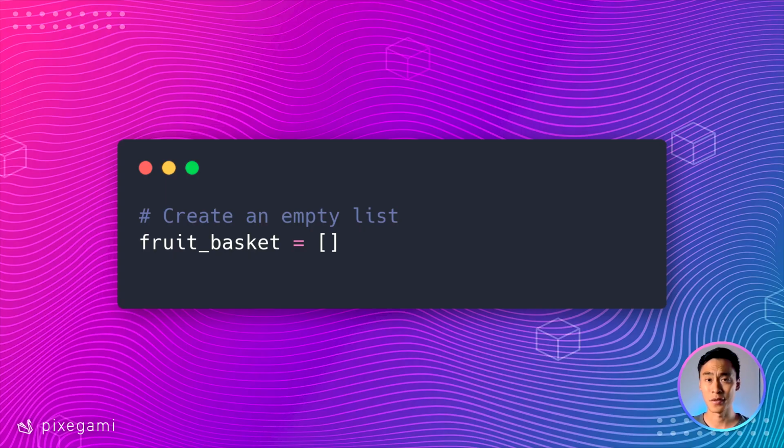Often, when creating a list for the first time, we don't always know ahead of time what all of its contents are going to be. Most of the time, I actually create an empty list when I'm writing an application. And if you want to do that, as we saw before, you just use the square brackets without putting anything inside it. So now we have fruit basket as an empty list.